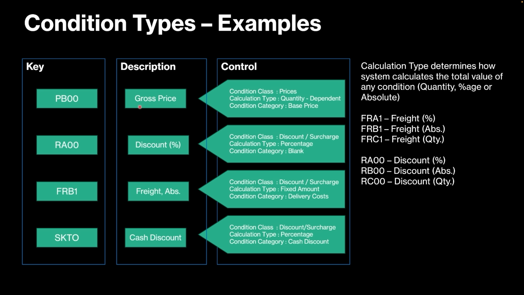Now you can see for gross price, the calculation type is quantity dependent. That is, whatever unit price you will enter, system will simply multiply that price with the quantity in the purchase order. Okay, so based on this calculation type, the total value of any condition will get calculated. And for each scenario, you will have to configure different condition type based on its calculation type.